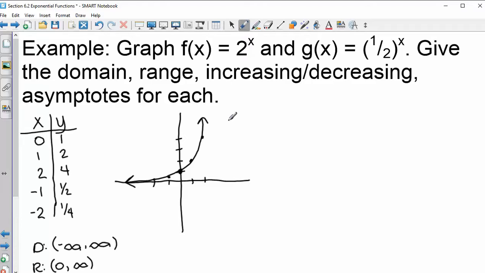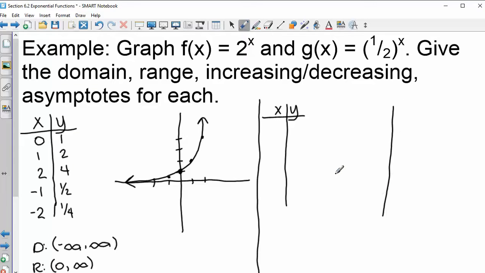Next, I want to look at (1/2) to the x. So again, let's start with our t-chart. And let's just plug in all the same numbers. So if I put in a 0, (1/2) to the 0, anything to the 0 power, is just 1. If I put in a 1, (1/2) to the first would be 1/2. If I put in a 2, (1/2) squared is 1/4.